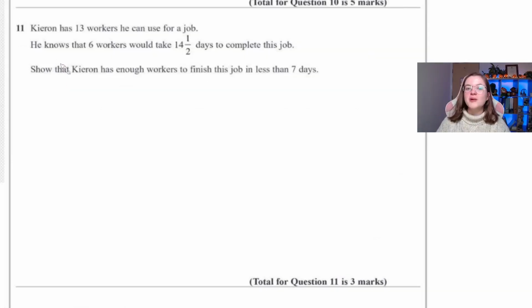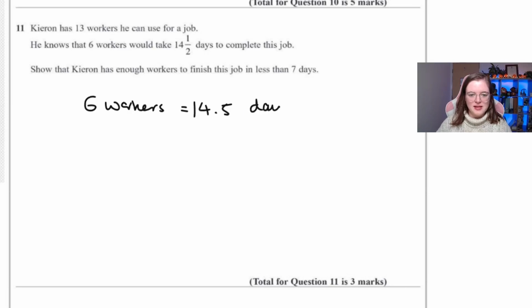On we go. Question 11. Kieran has 13 workers he can use for a job. He knows that 6 workers would take 14.5 days to complete this job. Show that Kieran has enough workers to finish this job in less than 7 days. Okay, so if he has 6 workers and they take 14.5 days, we can treat this like a proportion question. So that has 13 workers. How many days will that take? Well, how do we get from 6 to 13? What do we times by?